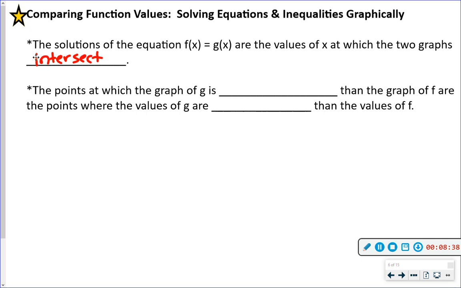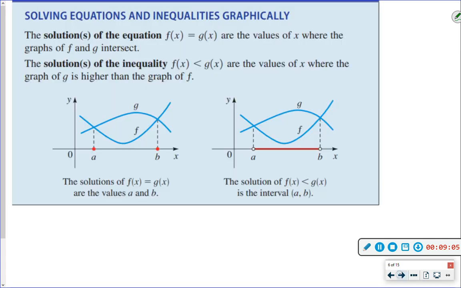Okay. Now, inequalities. So the points where the graph of g is higher than the graph of f, the points where the values of g are greater. Oh boy, that's wordy. And you can see there's a picture there on your notes, which I've got on the next slide. I couldn't fit it on the same one. So to me, I'm like, holy cow, that's wordy. I think the picture is a better description for you. Let's look at the picture.